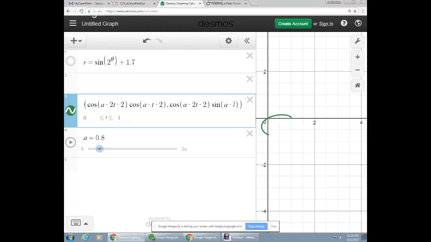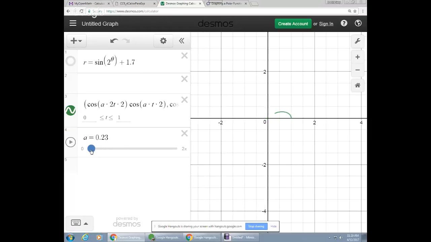We should see it getting traced out quite a bit quicker than if the 2 wasn't there. And it also changes the period.